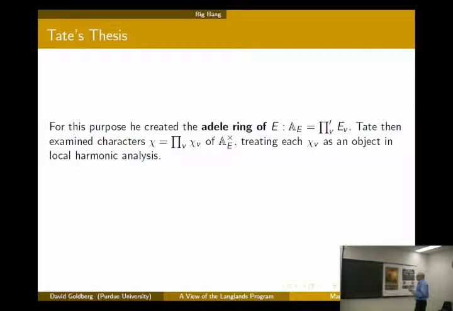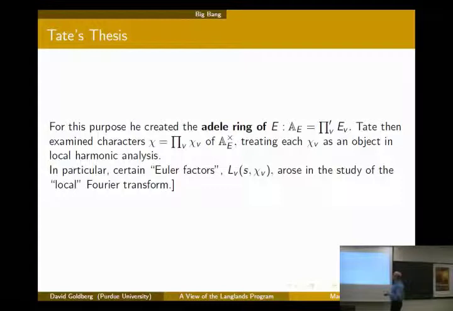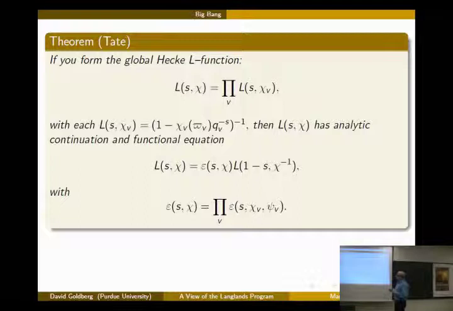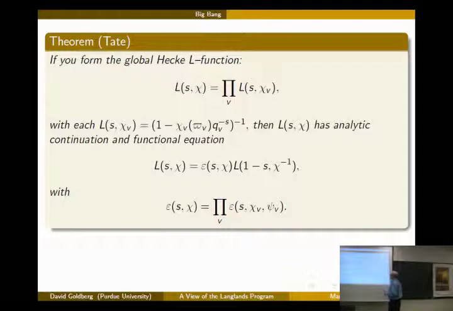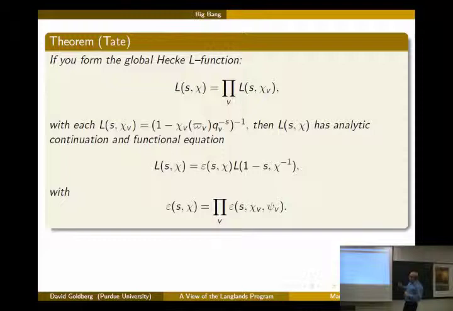And from this, he found that there were certain Euler factors, in quotes, that were showing up just in terms of local harmonic analysis in the Fourier transform. And so, without going into too much detail, you form the global L function, you take the product of these things, where these local Euler factors are given by, well, this turns out to be exactly the thing which turns up in the harmonic analysis applied to that local character.